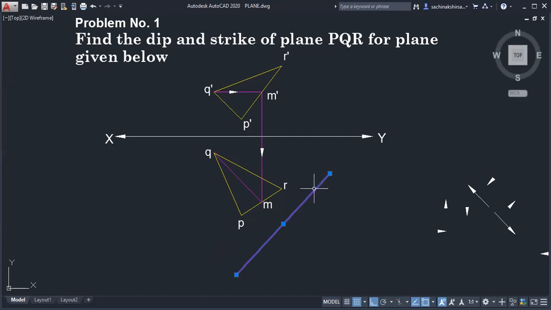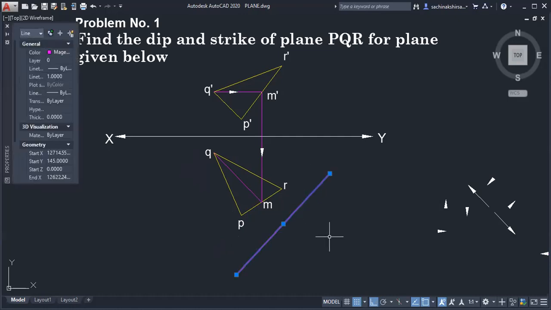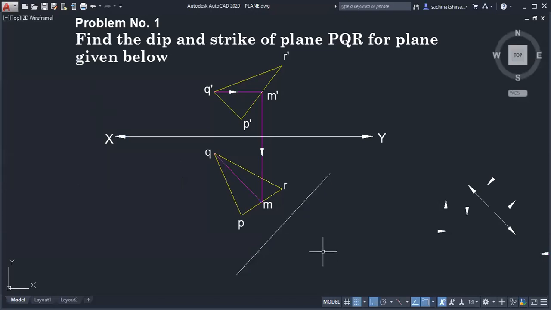So which reference line is already with us? XY. So here we are going to draw the perpendicular line X1 Y1 to the QM line. In this way you can draw.